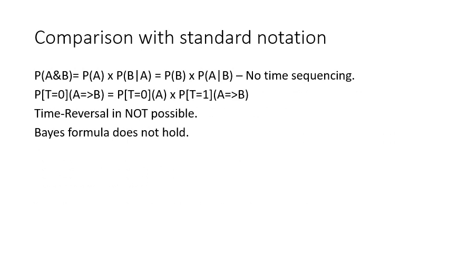We can compare this with the standard notation, which is that if you have probability of two events, A and B, then the probability is probability of A times the probability of B given A, and also it can be written as the probability of B times probability of A given B. There is no time sequencing. You can condition either event on the other one and multiply by the probability of the one event. There is no time sequencing involved.